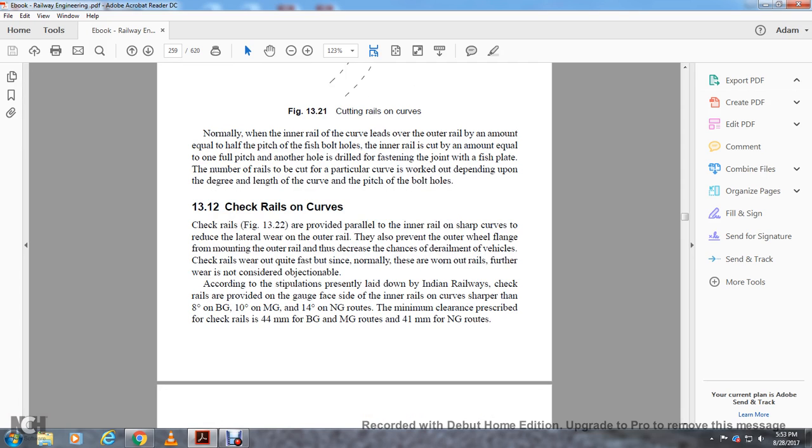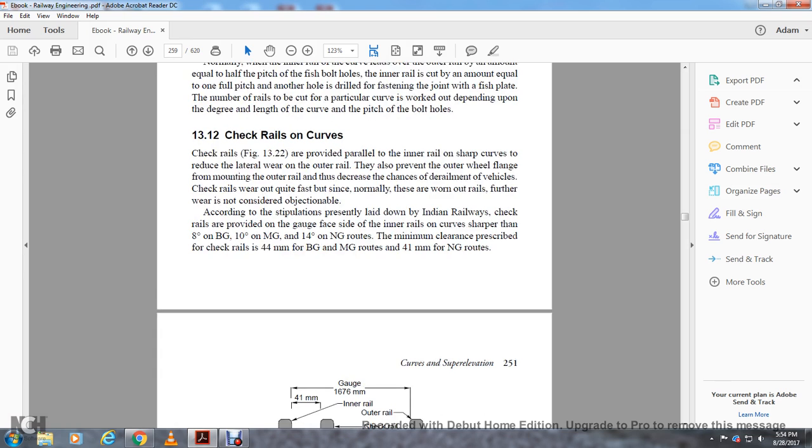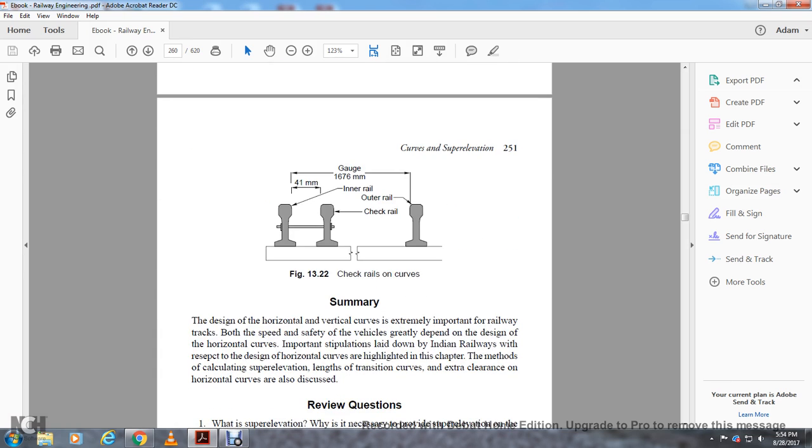13.12 Check rail on the curve. Check rails are provided with a parallel inner rail on sharp curves to reduce lateral wear of the outer rail, and they also prevent the outer wheel flange from mounting over the outer rail, to decrease the chance of derailment of the vehicle. Check rails are not quite fastened since normally there are worn out rails. Further, the wear is not considered questionable. According to stipulations laid down by the Indian Railways, check rails are provided on the gauge face side of the inner rail of curves sharper than 8 degrees on broad gauge, 10 degrees on meter gauge, and 14 degrees on narrow gauge. The minimum clearance prescribed in the check rail is 44 millimeters on broad gauge and meter gauge routes and 41 millimeters on narrow gauge routes. Figure 13.22 shows the check rail of the curve: check rail, outer rail, inner rail.